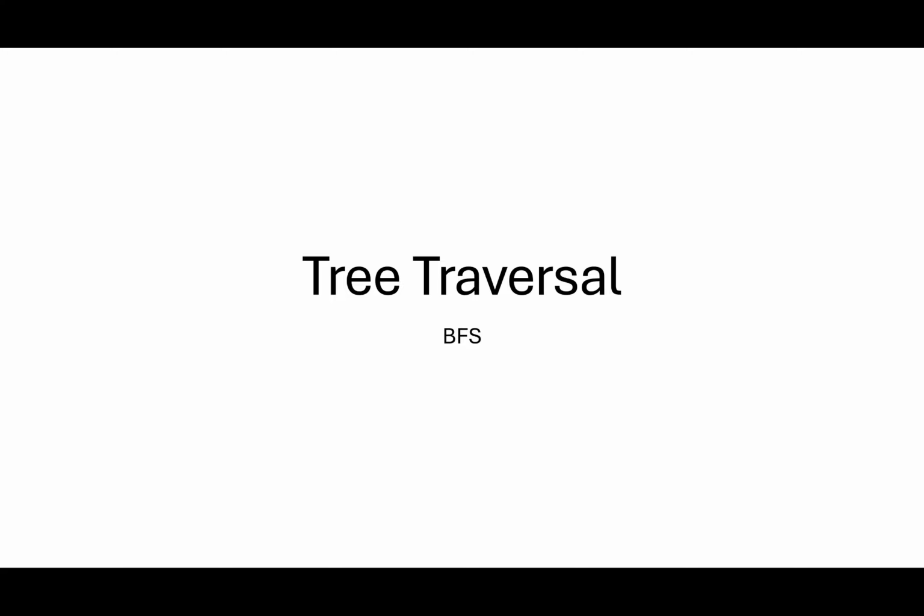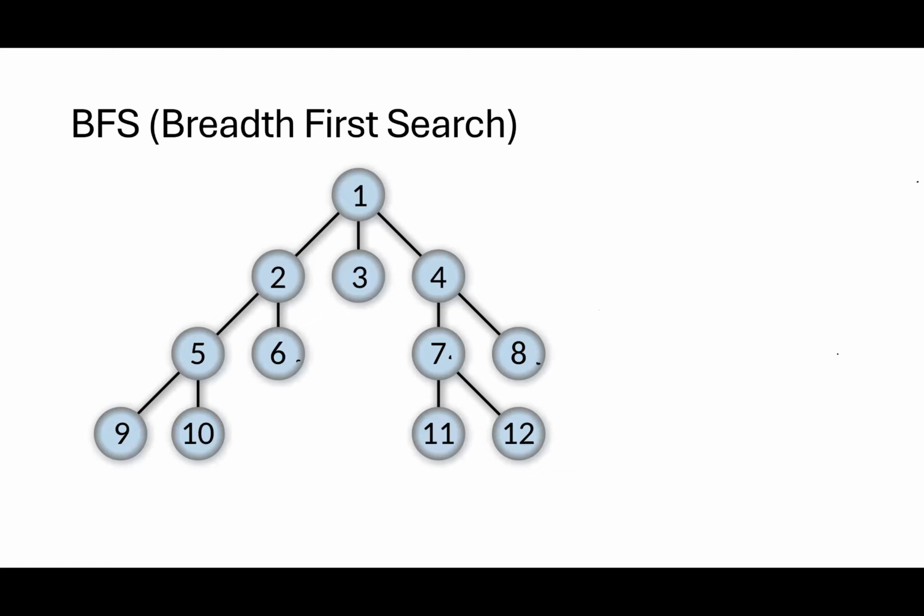So the first algorithm that we are going to talk about is BFS. The elaboration of BFS is breadth first search. Okay. So when you're talking about breadth first search, we have to keep two things in mind. First is the breadth, and the second thing is a queue. We already know the queue data structure. Okay, first let's talk about the breadth.